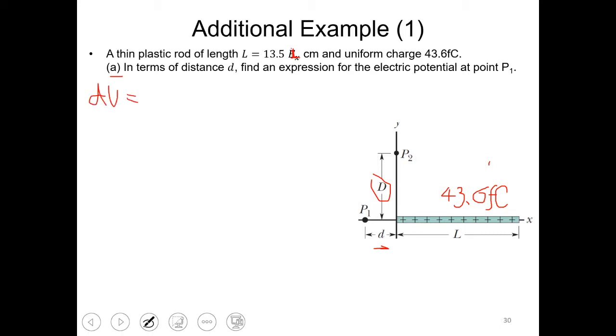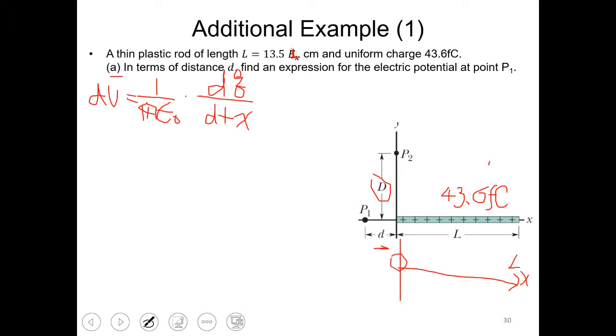be 1 over 4 pi epsilon 0, dq over d plus x. So actually, this is the x-axis. So the rod is from 0 to capital L, which will be the lower and upper bound of the integral. And actually, the distance between every small fraction, this may be x, this may be the dq, and x-axis will be x. So the distance between P1 and this small charge will be small d plus x. Okay? Clear?